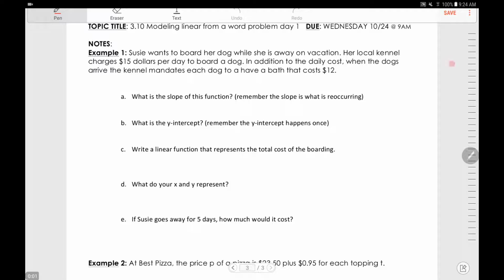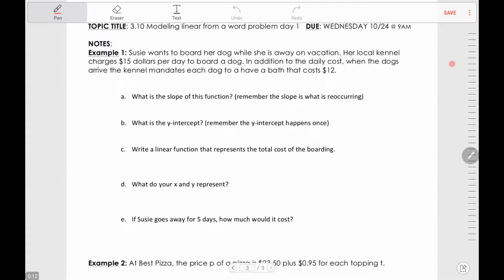Alrighty, today we are going to be going over in this video modeling linear functions from a word problem. We are going to be doing this over the course of the next 2 days, so it is important that you watch and review this video before both classes. Okay, so example number 1. Let's practice our annotating skills.